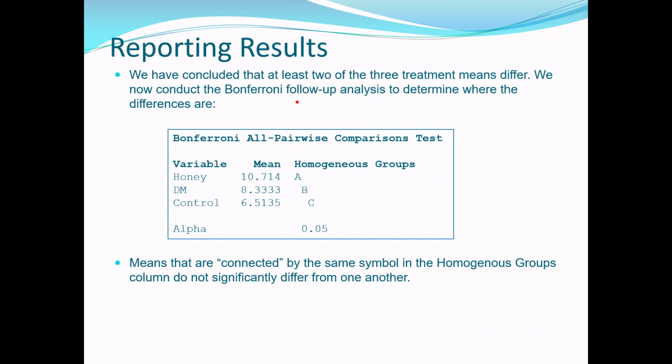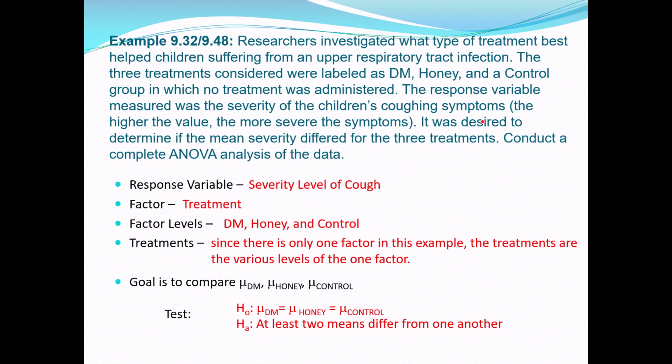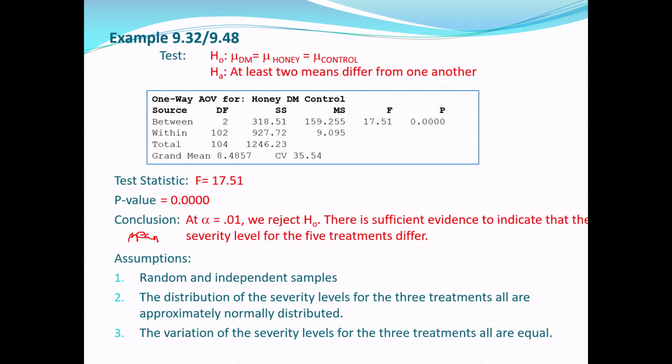Remember, it's interesting. I've always thought this about this problem, and I've never been able to find the data. I think we were told in the problem that higher numbers indicate more severe. Let's see if I see that right. The higher the value, the more severe the symptoms. I think that's backwards, actually.